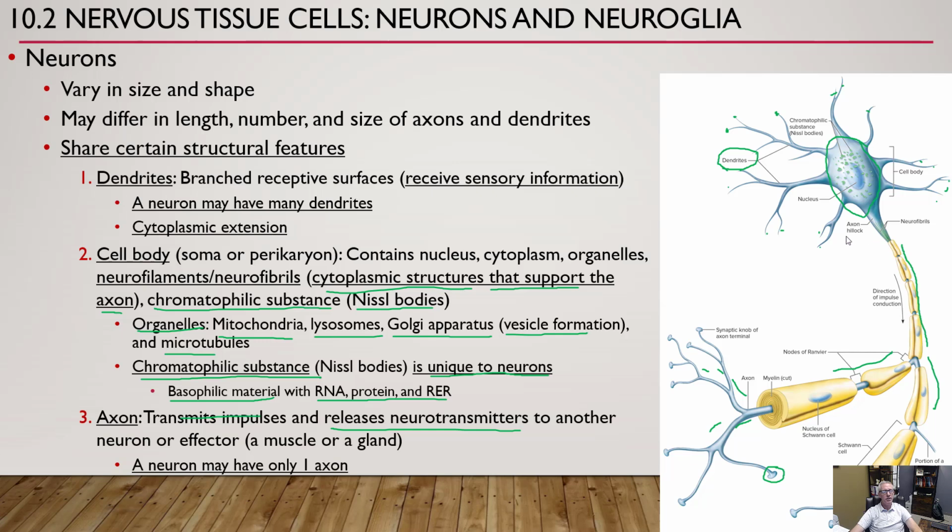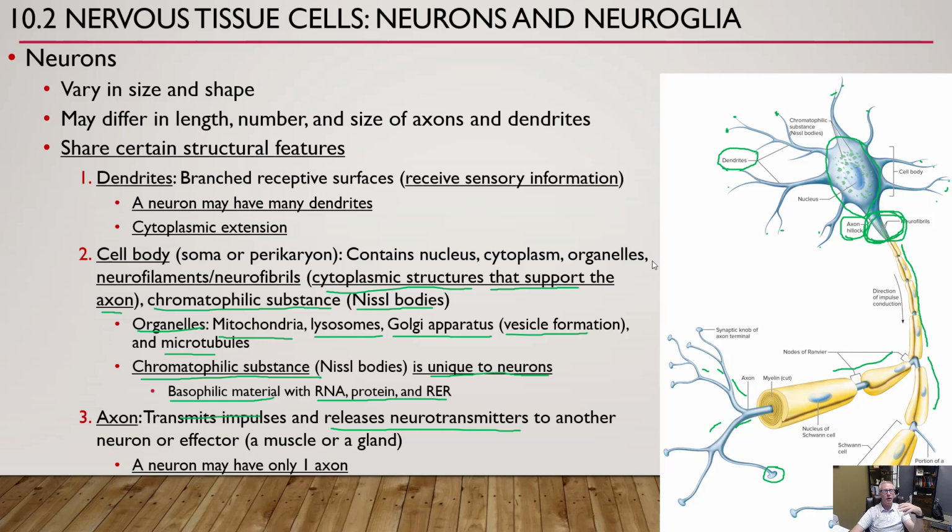And we have this area here called the axon hillock. That's where this electrical impulse is actually going to start. We'll talk about the electrical impulse later on, and we'll talk specifics about numbers and stuff like that. All right, so dendrites, cell body, and axon.